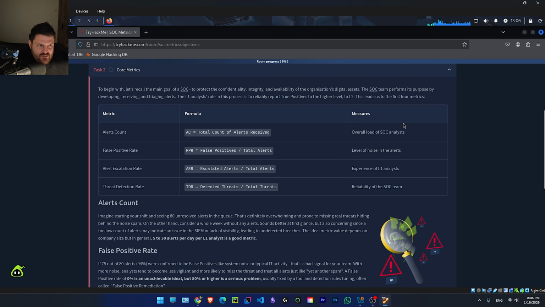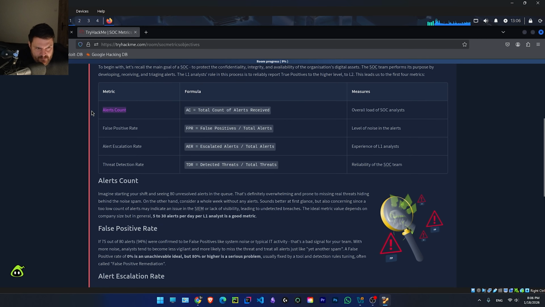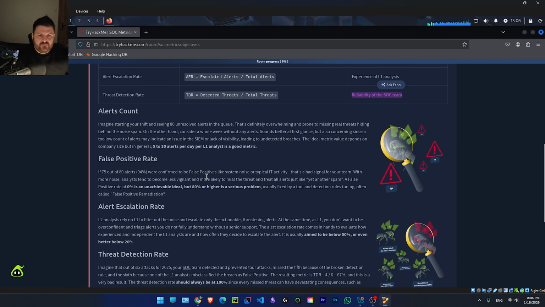This leads us to the first 4 metrics. Alert count, AC, the total count of alerts received, the overall load of SOC analysts. False positive rate, FPR, false positives divided by total alerts, the level of noise in the alerts. Alert escalation rate, AER, escalated divided by total alerts, the experience of L1 analysts. And threat detection rate, TDR, detected threats divided by total threats, the reliability of the SOC team.